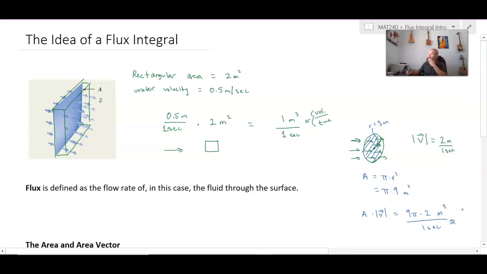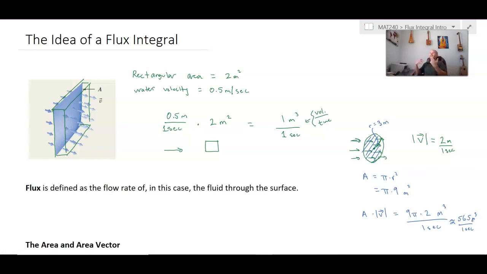18 pi will give me roughly about 56.5 cubic meters per 1 second. So that's how much volume is passing through that circular region.